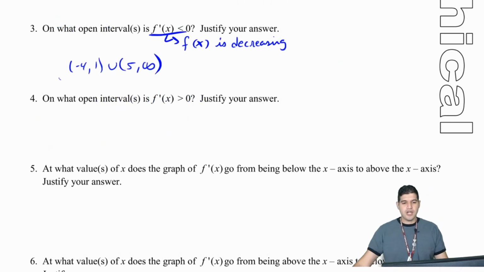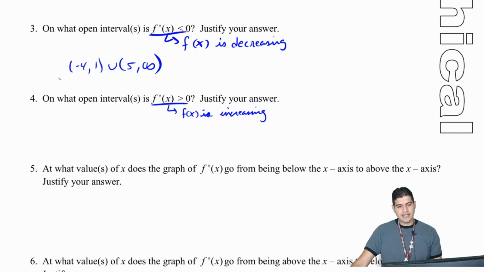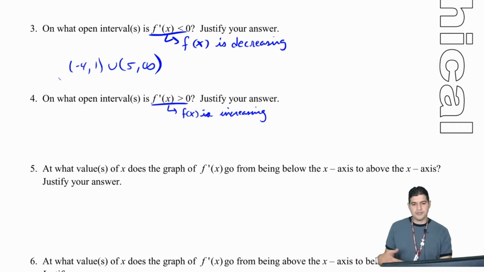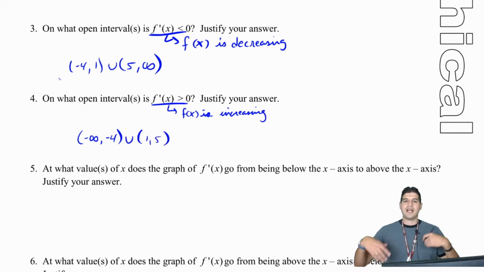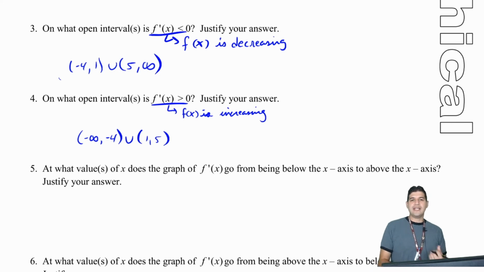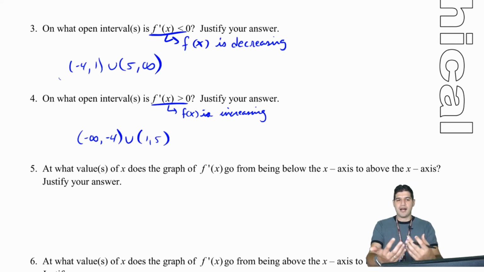So in a similar vein, we want to see when is f prime of x greater than 0. So f prime of x greater than 0 means f of x is increasing. So what are the intervals where that's happening? If you look at your graph, that's going to be -infinity to -4, union 1 to 5. Those are the intervals where f is increasing, and so we can determine that f prime is going to be greater than 0. It's going to be positive.